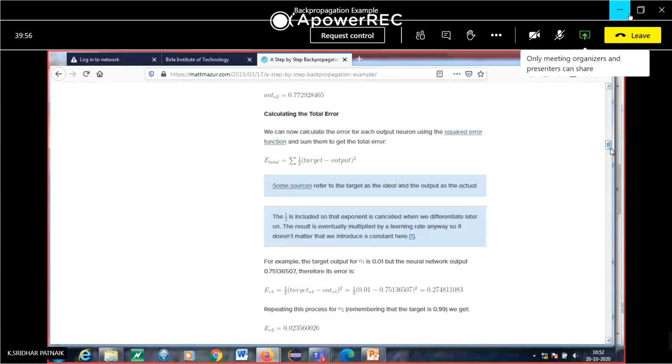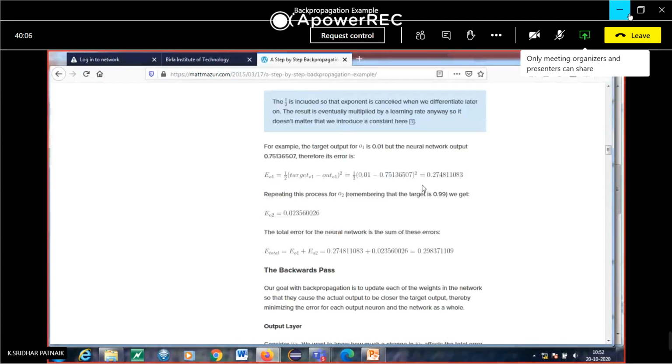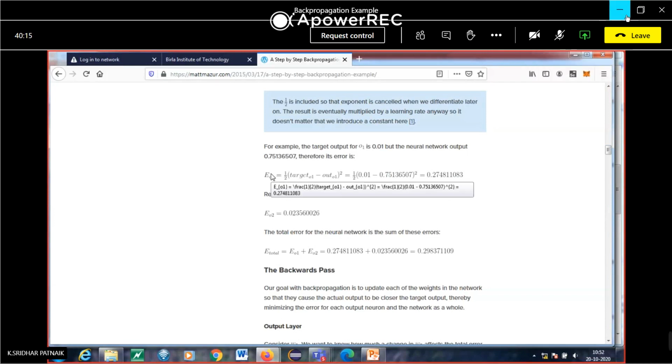So total error is nothing but the summation of half into target minus output squared. Okay. So the half is used just so that it gets cancelled when you differentiate it. Now substitute the values. The target I know, the output I know, so you get the error with respect to the first output neuron. Similarly, the error in the second output neuron. Use this formula and you'll get this.